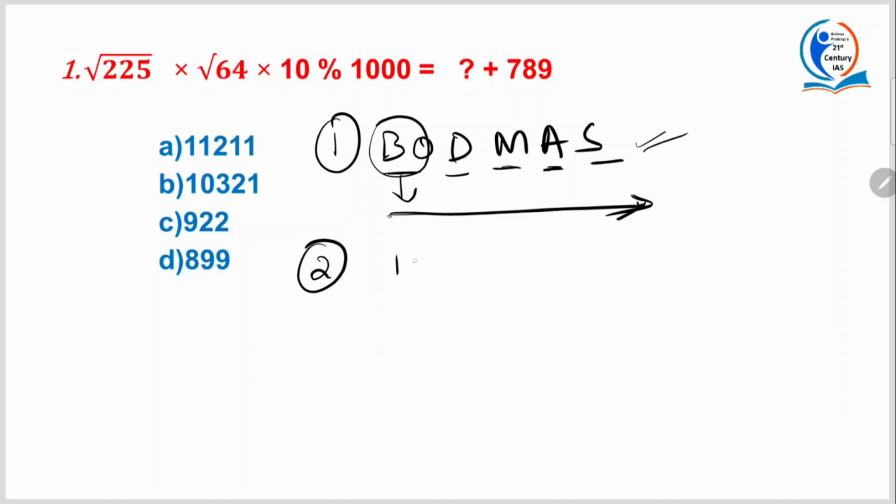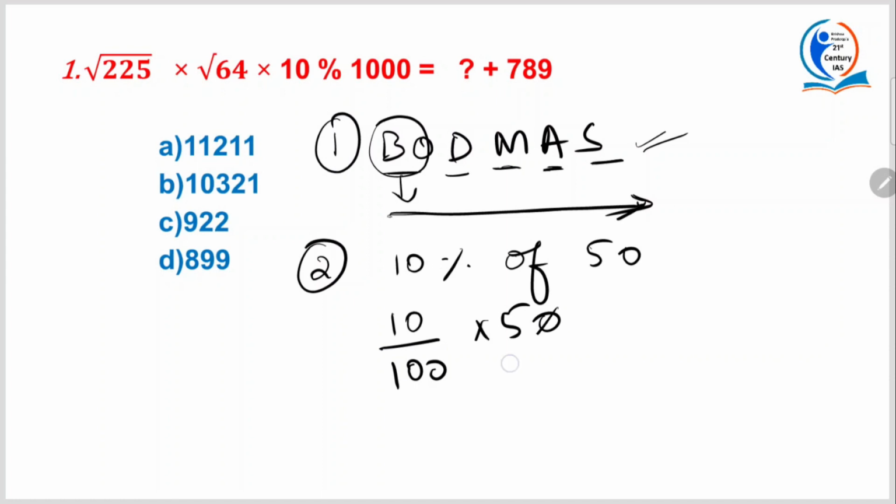See, if you write 10% of 50, how much is it? 10 by 100 into 50. This is how you actually do it, right? This 0 will get cancelled, and the answer is 5. Okay, now as a thumb rule, you remember that if there is 1% symbol and then there are 2 zeros, the 1% will cancel 2 zeros. So 2 zeros and 1% would cancel out and the answer would be 5.